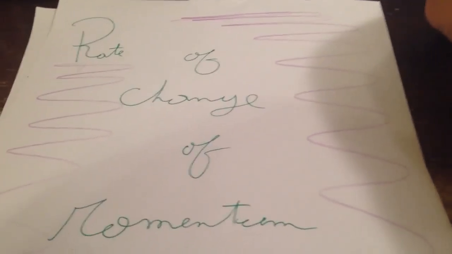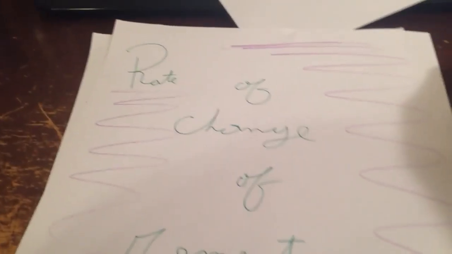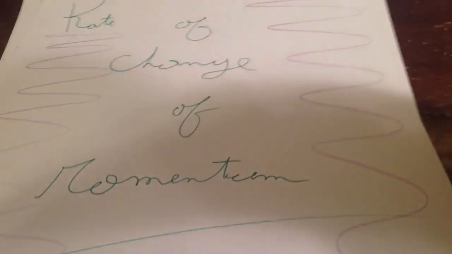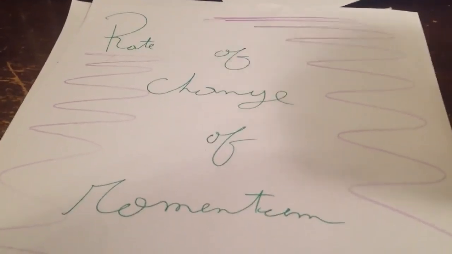The first thing you need to do when you see a rate of change of momentum problem is to draw your system. If you draw your system out, it will help you so much, significantly.